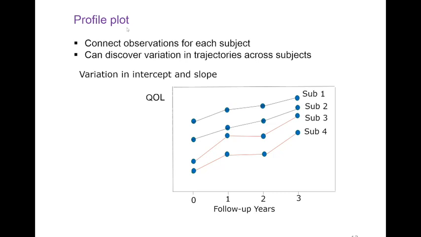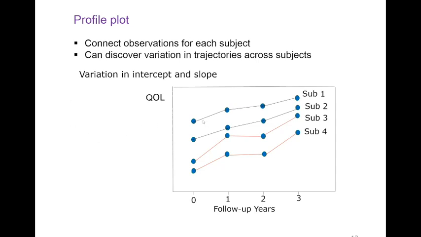So the profile plot and the mean response plot are giving you complementary, different perspectives of the data. The mean response shows you how the population average changes over time. It does not tell you how individuals change. And the profile plot shows you how individual trajectories change.